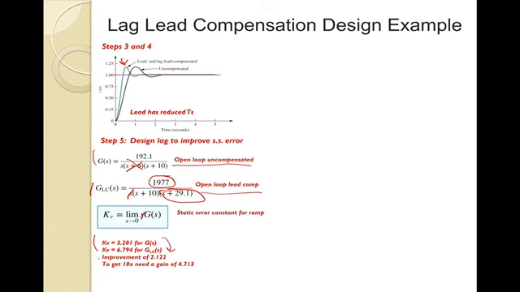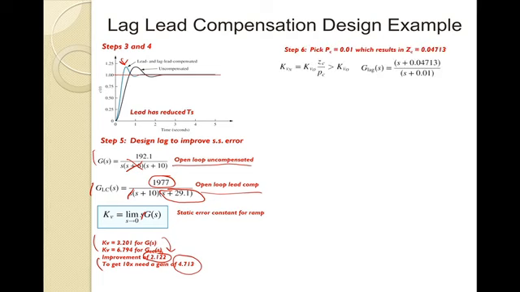Now, we want a total of 10x improvement. So we already have 2.12 from the lead. So with the lag, we have to do another 4.7. So when we multiply those two together, we get a total factor of 10. Okay, so let's pick our pole at 0.01.